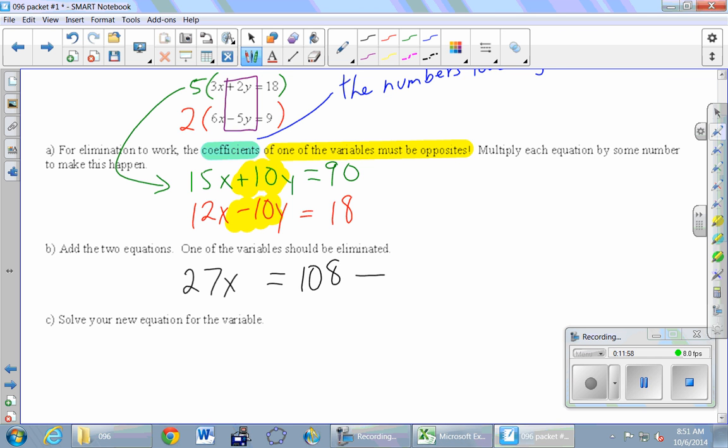Okay, the rest of this is pretty straightforward. So solving this equation, we divide both sides by 27. I guess that goes in 4 times, right? Okay, and now we still have to find the value of the other variable. It's the letter y in this case.